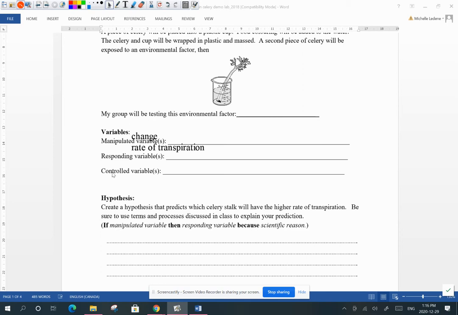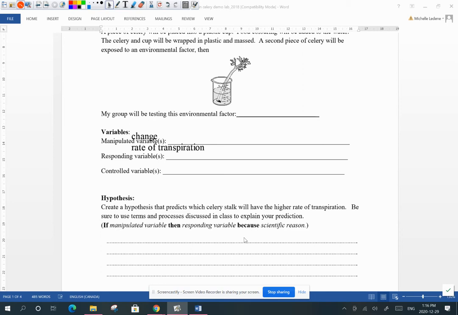Then you have to think about what needs to be controlled. What do we have to keep constant? Which things need to be kept the same? Because obviously, if we change them, they would change the responding variable. So we can come up with a hypothesis, right? Once you and your group mates figure out what the manipulated variable is: if manipulated variable, then responding variable, because scientific reason. So an example might be if we add a fan to our celery plant, then the rate of transpiration would go up because, well, why?